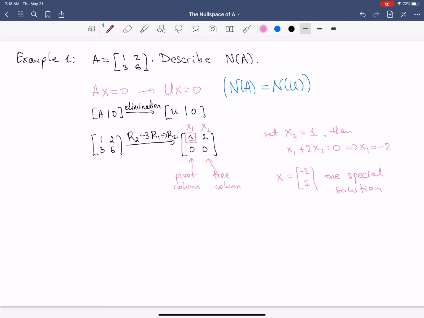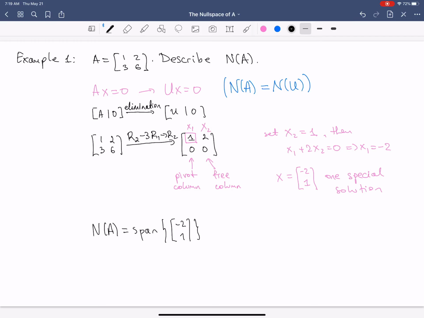But you see, it describes everything. So the null space of A, yesterday we talked about span of a set. The null space of A is completely described by this one vector, by saying that the null space of A is the span of this vector x, or the special solution, with components -2, 1.